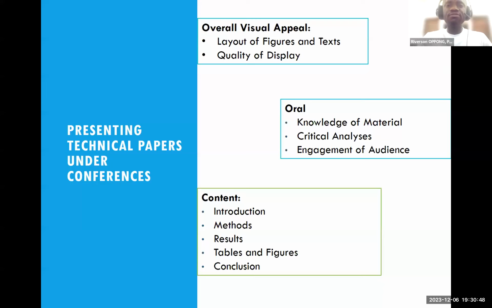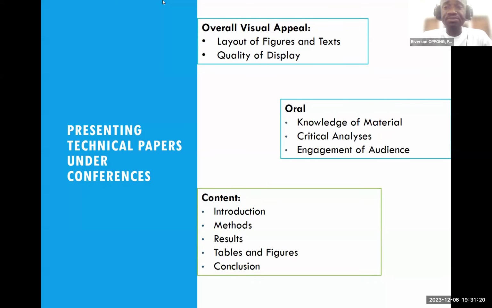You want to see the overall visual appeal. Therefore, your layout of figures and text is very important. You don't want a cumbersome slide where people will be paying attention to the slides and not to you, and they'll be forcing their eyes to read stuff. So the quality of display is very important. Your oral, how knowledge of the materials is coming out of your mouth, shows that you wrote it.